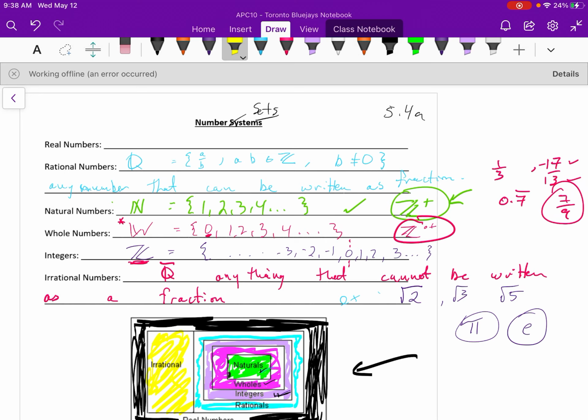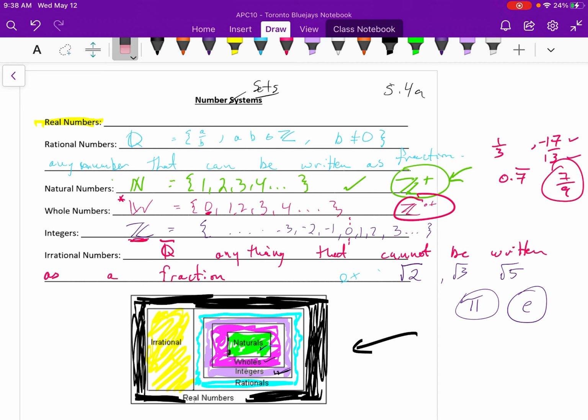Now, lastly, real numbers. Real numbers might be the most well understood, and they're just basically any number that we have encountered. They are rationals plus irrational numbers. So that's the real number set, and it is defined by a stylized R.